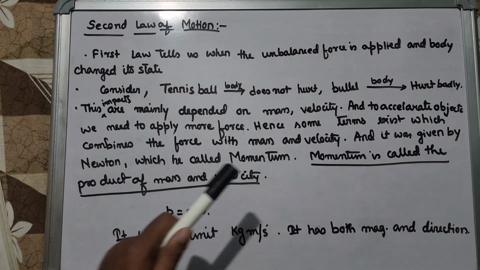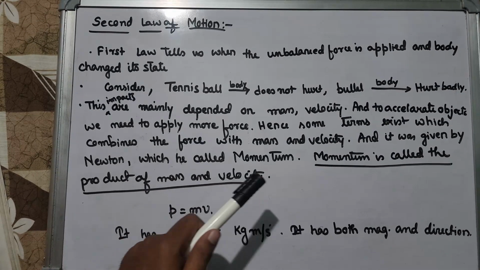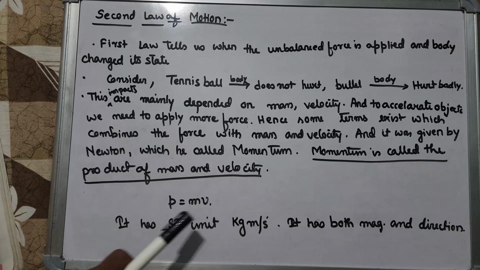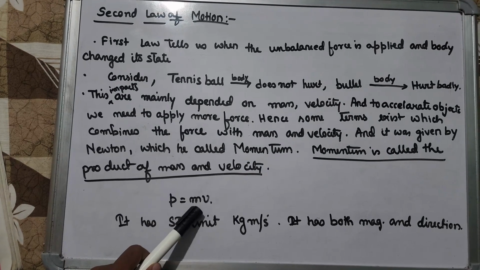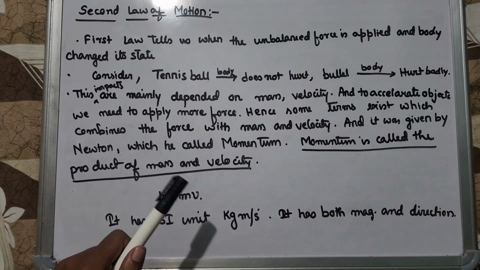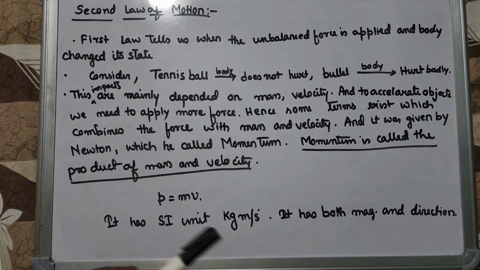This term was introduced by Newton and was called momentum. Momentum is the product of mass and velocity. That is, p is momentum, m is mass and v is velocity, p equals m times v, where the SI unit is kg meter per second. It has both magnitude and direction, and hence it is a vector quantity.